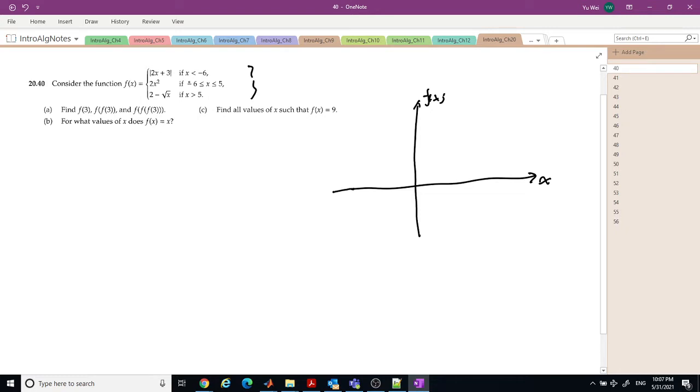So the first is x less than -6. We divide the plane at -6, 0, and 5, so we divide the plane into three segments. Between -6 and 5, the function is 2x squared.